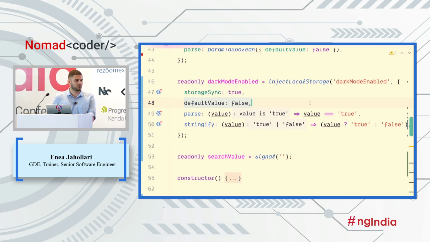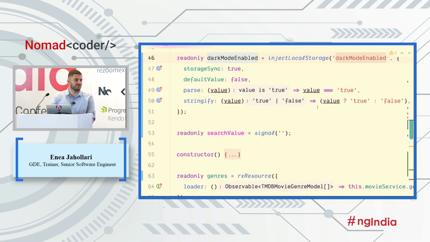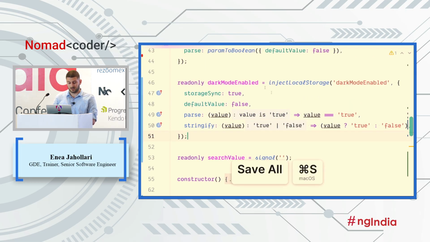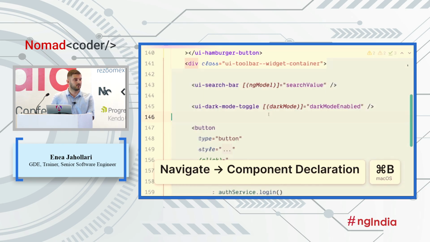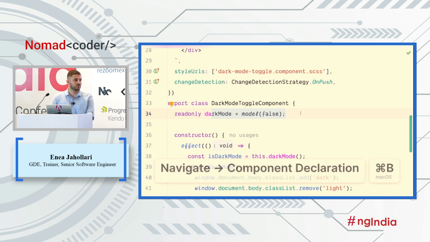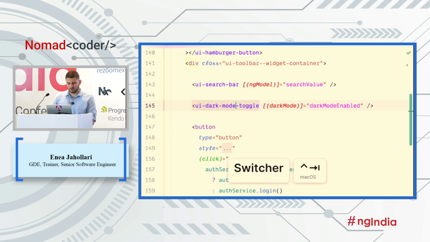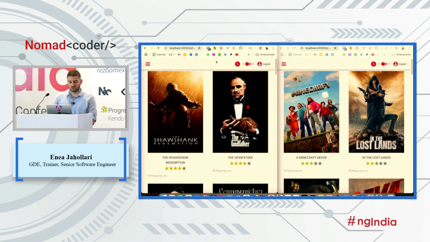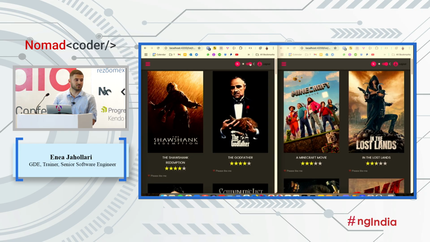On storage, we can store strings, but we want to parse it. So I say, if the value is true, then the value is true, so dark mode enabled. Stringify is just stringifying that value, nothing special. And dark mode, of course, is also part of two-way data binding here, and the component itself uses a normal model. So it's normal Angular code. And now, if I go and change my dark mode, it changes on both. So we just synchronized two tabs.